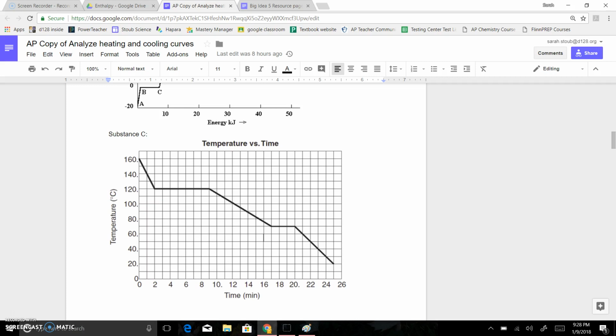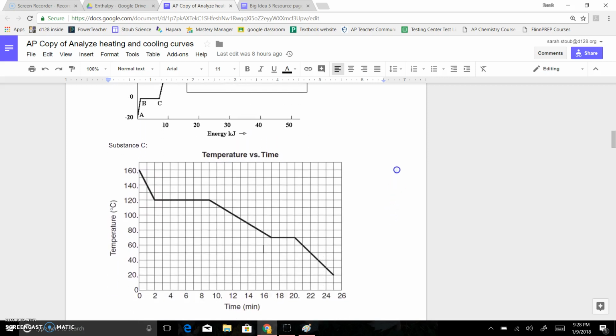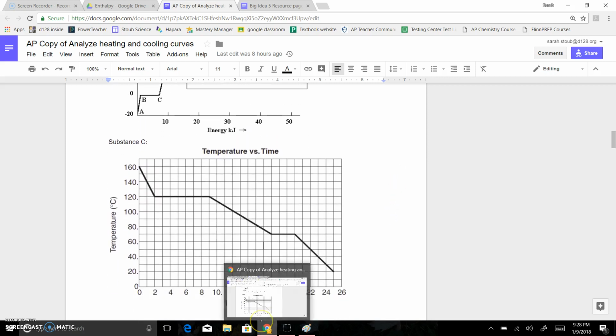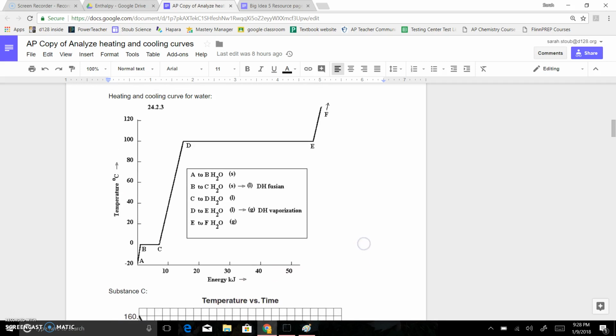They also always will have temperature on your y-axis. And your x-axis could be one of two things. Time, and this will be time as you add heat or take out heat, versus another way to do it would be energy.